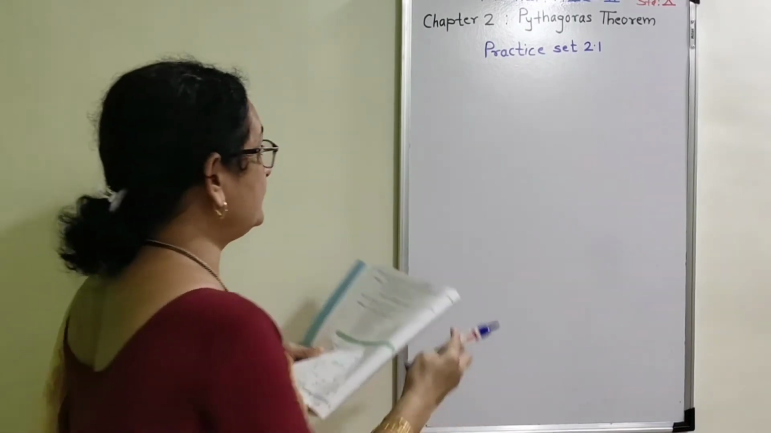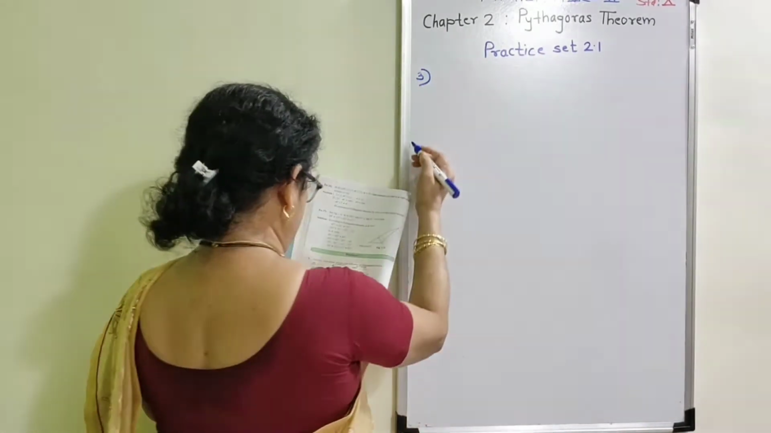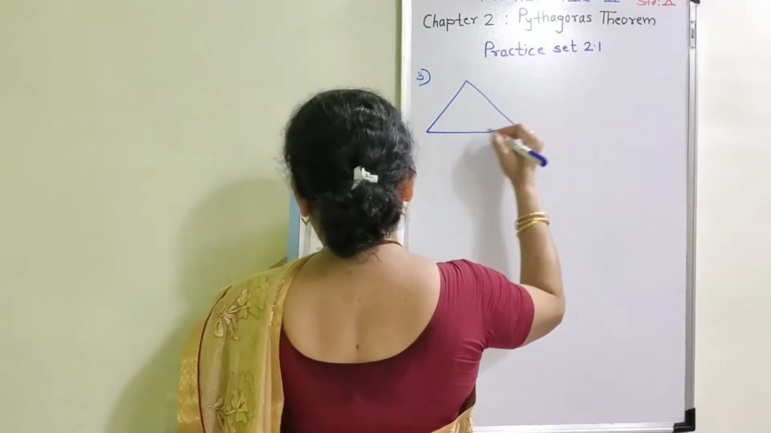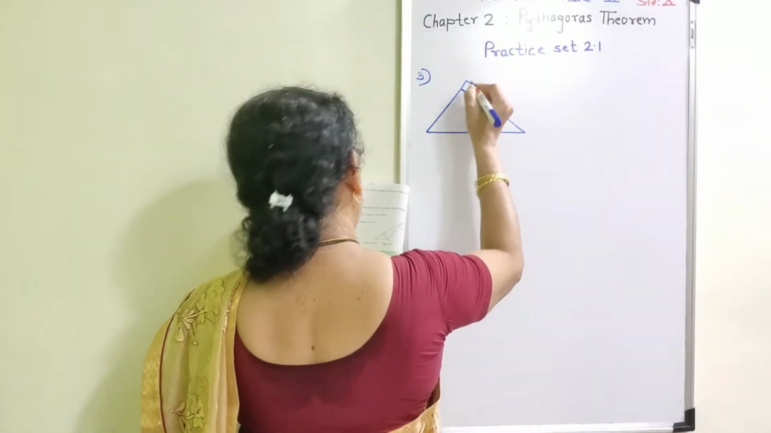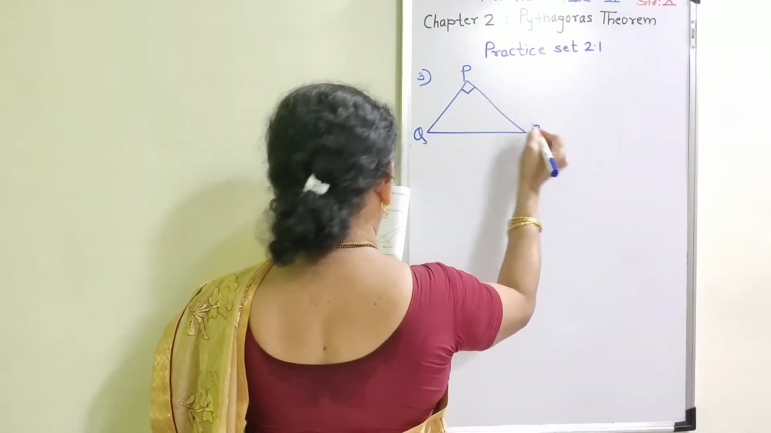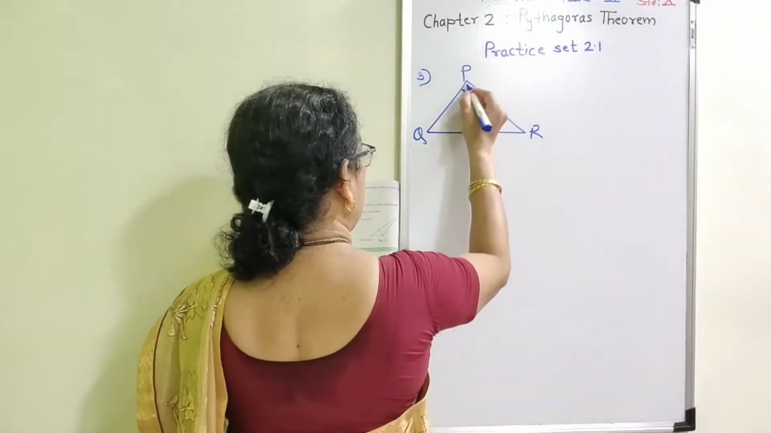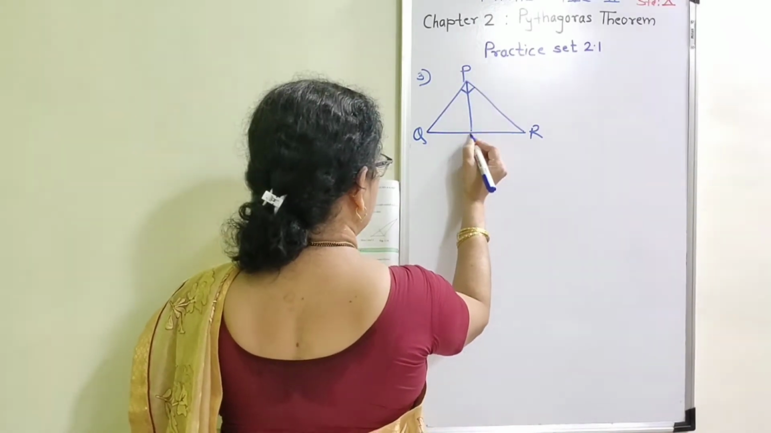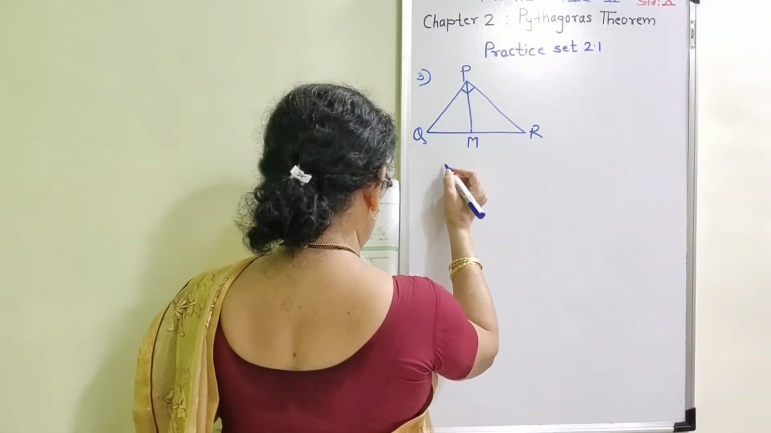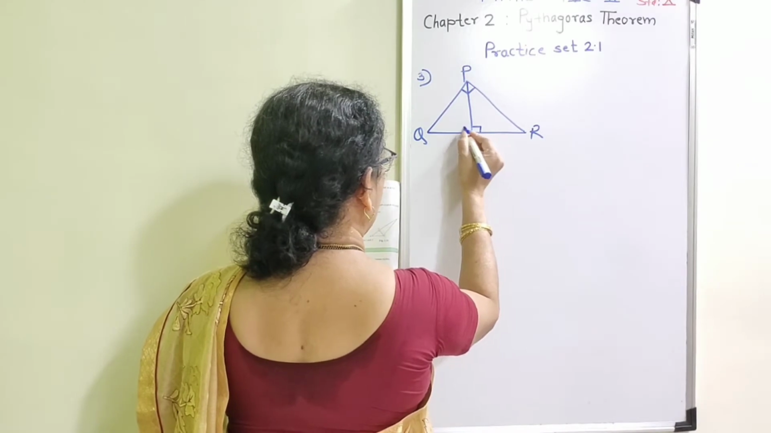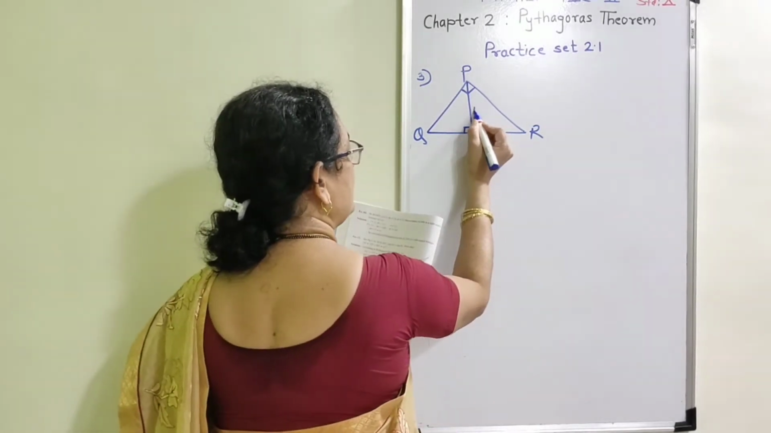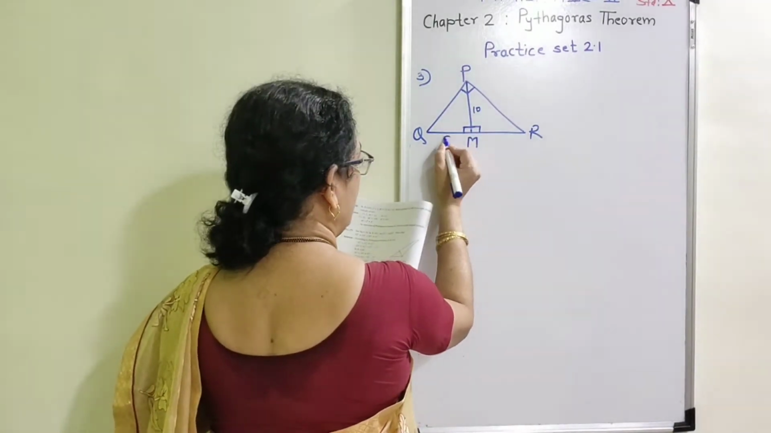Now draw the figure of the third example. Again it is a right angle triangle, a bigger right angle triangle. Their angle P is 90 degrees. Q, P and R. Now they have given a segment PM on the hypotenuse, and PM is perpendicular to QR. In our textbook they have not given the sign of perpendicular, but write that sign also. PM is 10 and QM is 8.